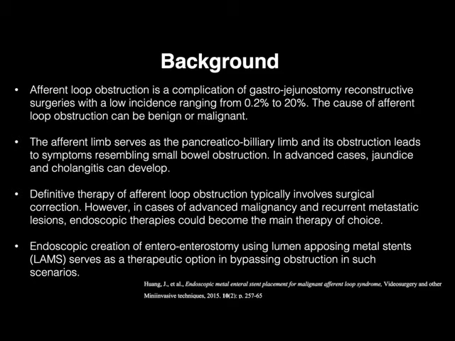Definitive therapy of afferent loop obstruction typically involves surgical correction. However, in cases of advanced malignancy and recurrent metastatic lesions, endoscopic therapies could become the main therapy of choice. Endoscopic creation of enteroenterostomy using lumen apposing metal stents serves as a therapeutic option in bypassing obstruction in such scenarios.